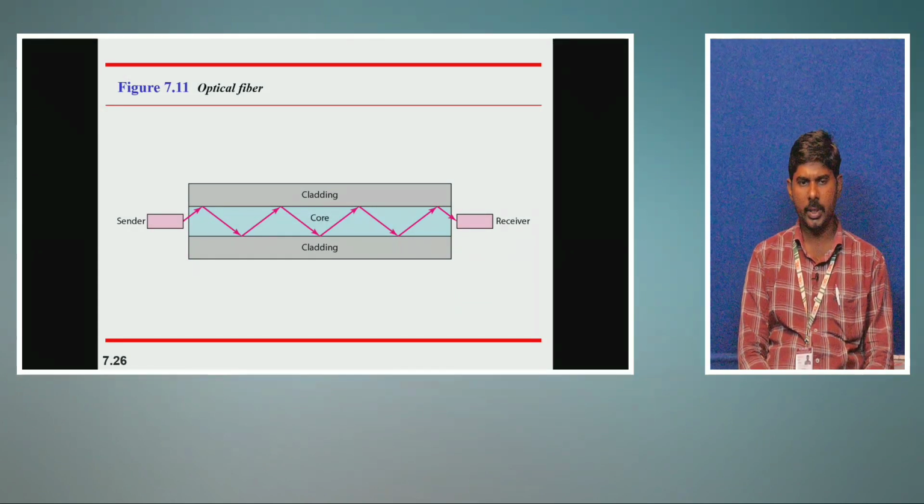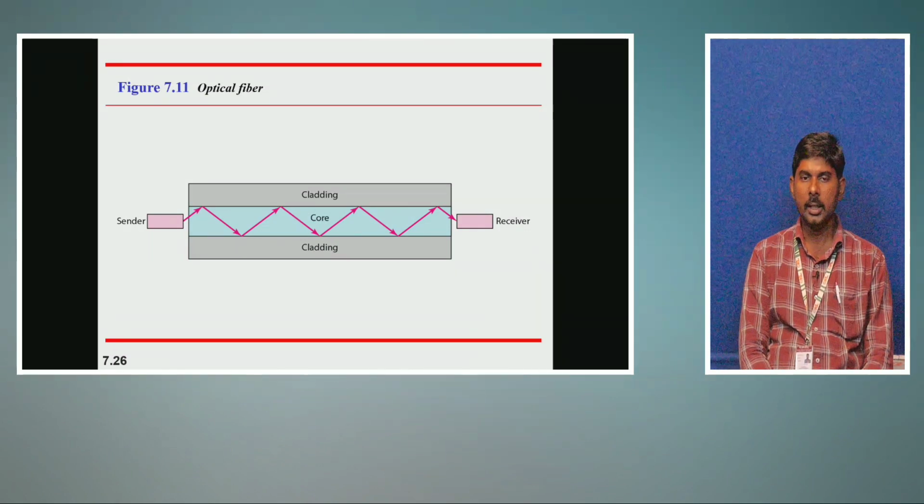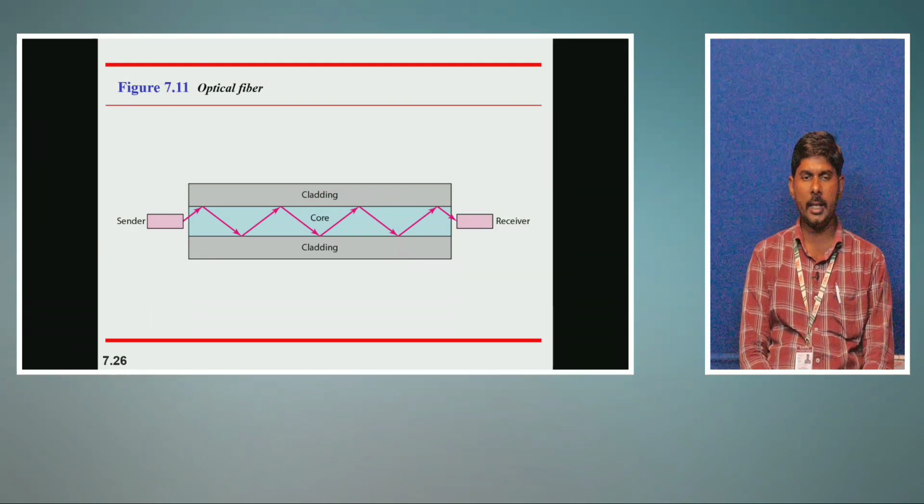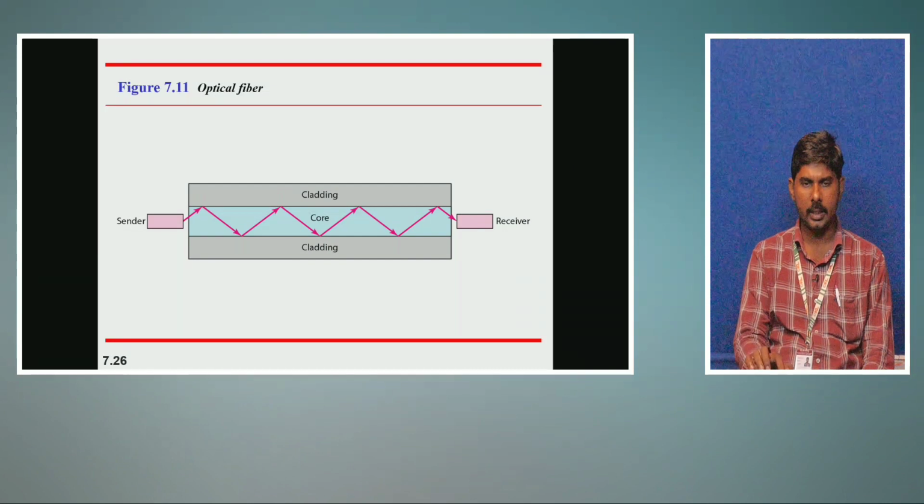So at the sender we send a light signal. The optical fiber consists of two media, core and cladding. Between these two media, whenever we transmit light, it is totally internally reflected, touching back the cladding and core again, so finally it is received at the receiving end.